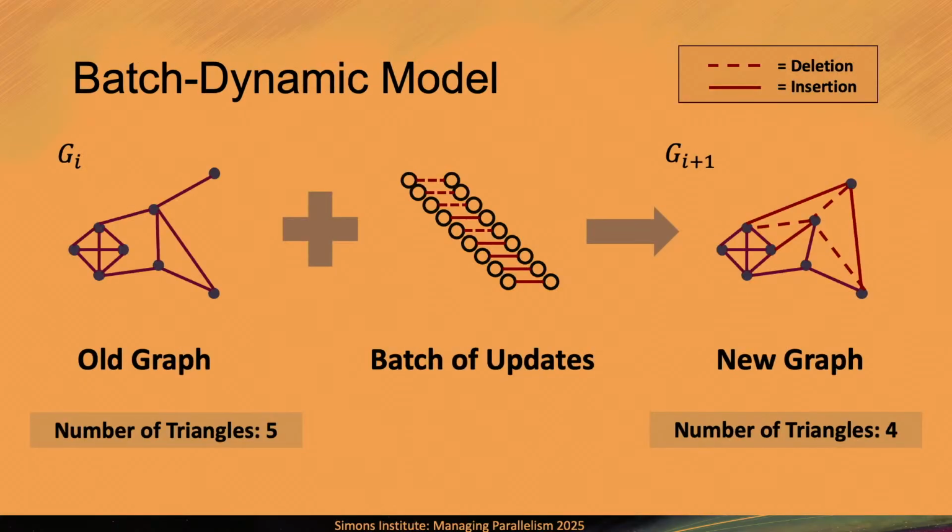So let's talk about this in a bit more detail. What do you want to do here? As in the sequential case, you want to maintain some form of graph property after your batch of updates.